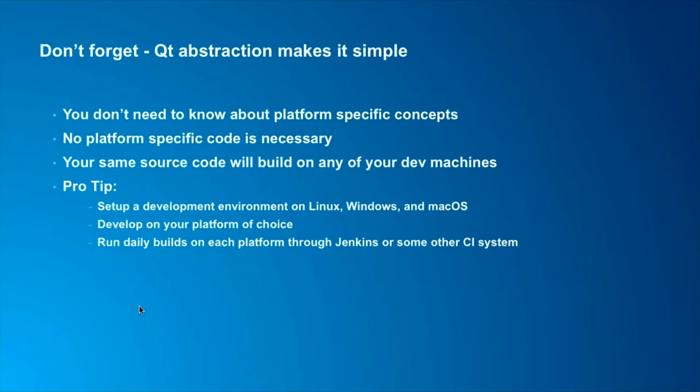So a pro tip, and something that we do at Esri on our development team, is we set up development environments on Linux, Windows, and Mac. And all of our devs, we typically develop on our platform of choice. Some of us like using Linux, some of us like using Mac or Windows. Develop on whatever you like to do, and run daily builds on each platform through Jenkins or some other continuous integration system. And this will help you get daily builds of your application so that you can test on all of the different platforms, but you don't have to be disrupted by jumping between different machines and performing builds on all of the different host machines.